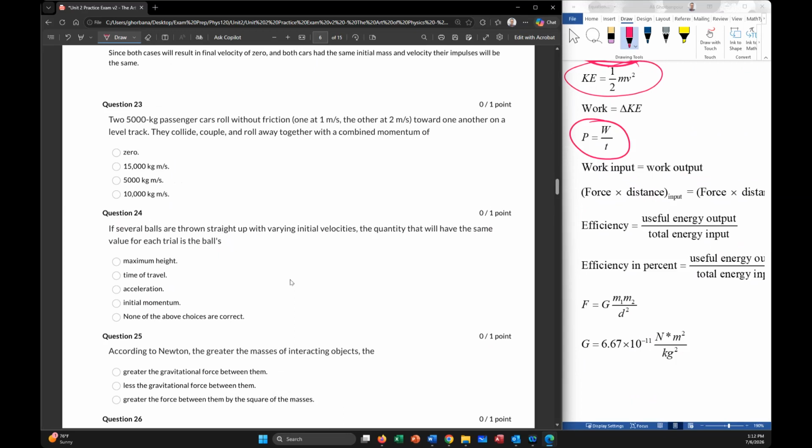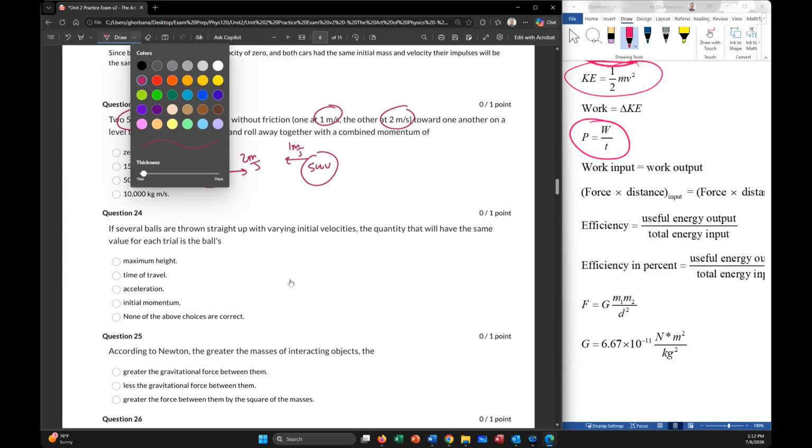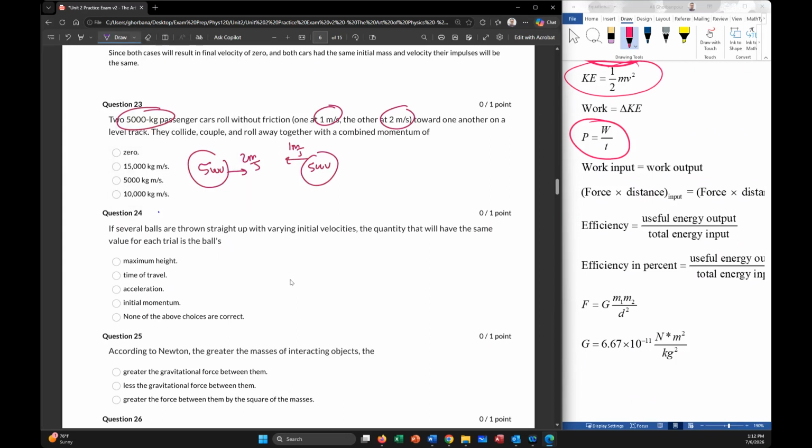So what is the momentum of the first one? 1 meter per second, yes? The other one is 2 meter per second, but in the opposite direction. Good. Let's say this one, 5,000, is going 2 meter per second to the right, yes? Another 5,000 going 1 meter per second to the left. What is the momentum of the first one? 5,000 times 2 meter per second, 10,000.